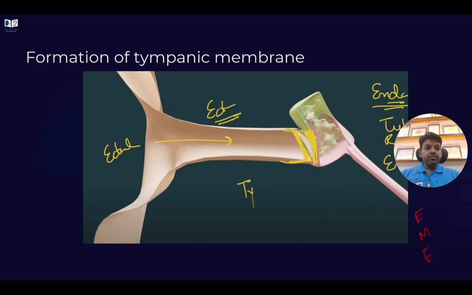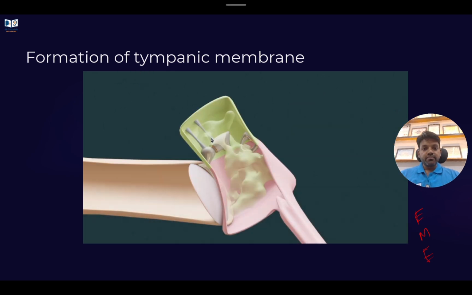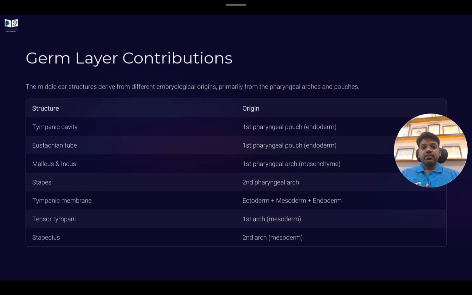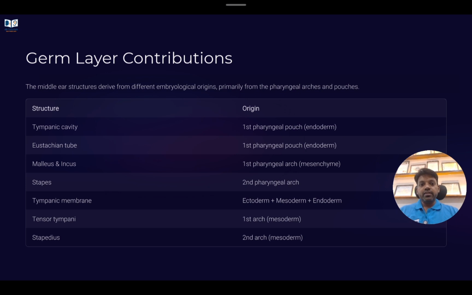Okay, I think this was quite easy to understand. The tympanic membrane is formed from all 3 types of layers together. It's one important thing. Okay, so in a summary, what we studied right now: the tympanic cavity first, which is coming from the first pharyngeal pouch, that is endoderm. The Eustachian tube is an elongated part which is connected centrally. This is also coming from the first pharyngeal pouch.